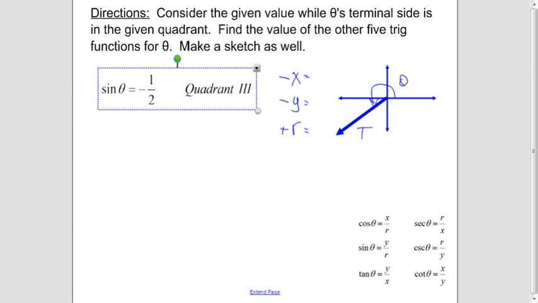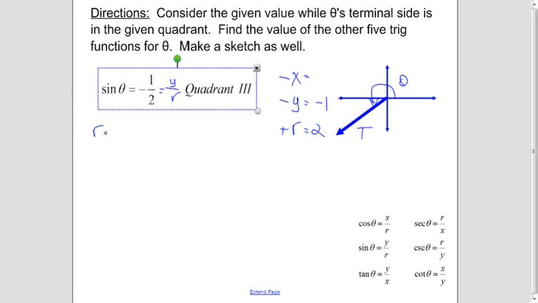I will examine the sine function here that's given to me, and we know that sine is equal to y over r. And if it's a negative number, it has to be the y that's negative, because the r can't be, because r is always positive. It also makes sense that y is negative, because we're in quadrant 3. So I've got a negative 1 here for y, a 2 for r, and I'll find x with the formula.